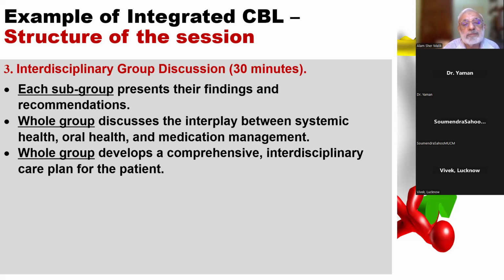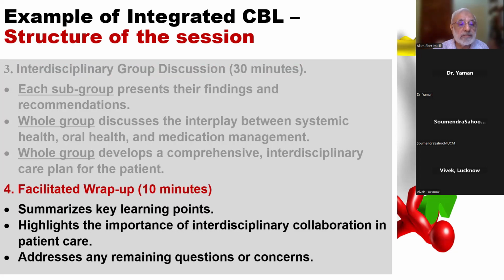And the whole group develops a comprehensive interdisciplinary care plan for the patient. So at the end of the day, there would be a comprehensive interdisciplinary care plan for the patient, where there would be contribution from medicine, from dentistry, and from pharmacy. And once it is done, there is another 10-minute session by the facilitator who would summarize the key learning points, highlight the importance of interdisciplinary collaboration in patient care, and address any remaining questions or concerns.